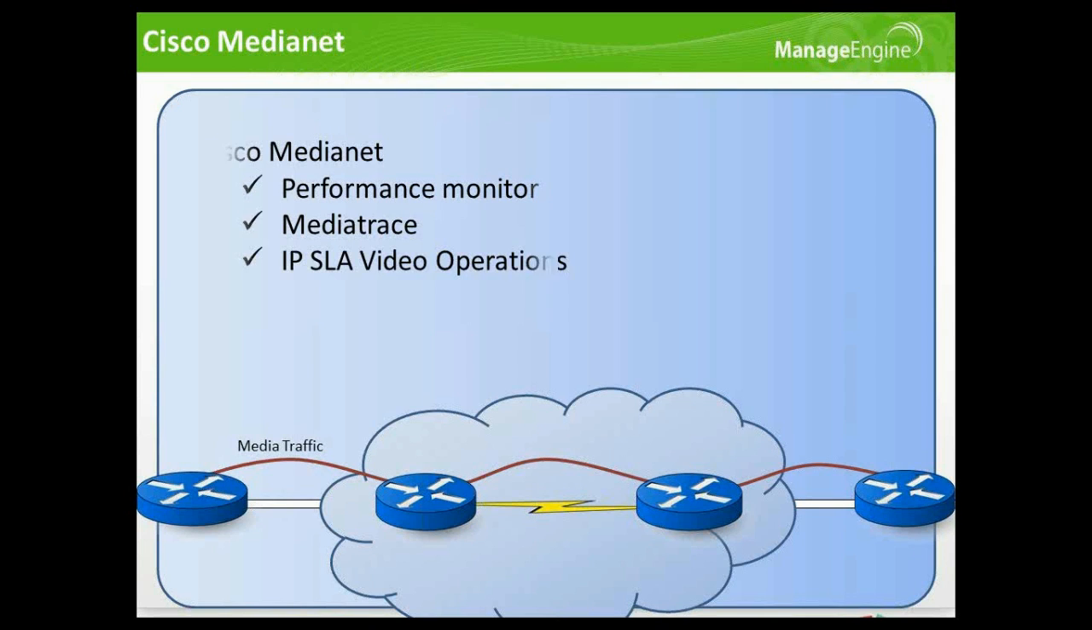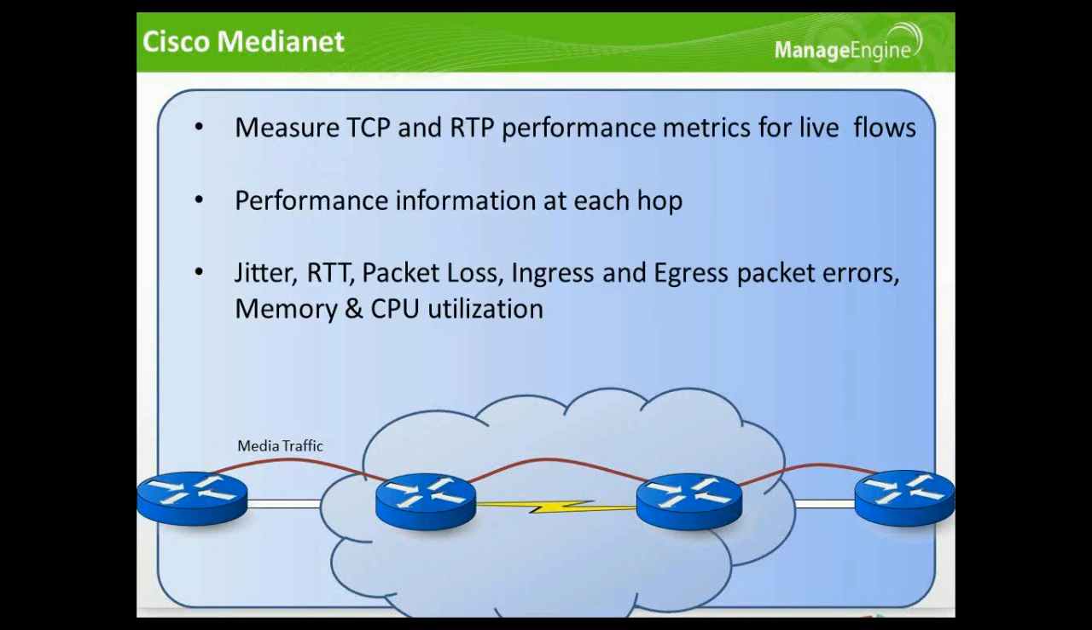So Cisco Medianet is a great feature that will help you measure the performance of live TCP and RTP flows. You get to measure different parameters like packet loss, CPU, memory utilization, jitter, error, and a lot more factors, which the expert Patricia will talk to you about. So at this point, let me have our guest and main presenter Patricia take over to explain in detail about Cisco Medianet and its benefits.